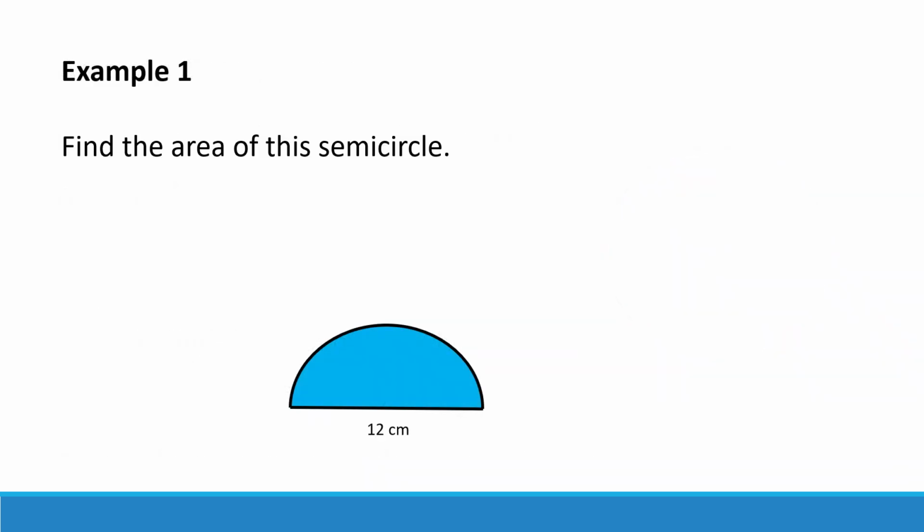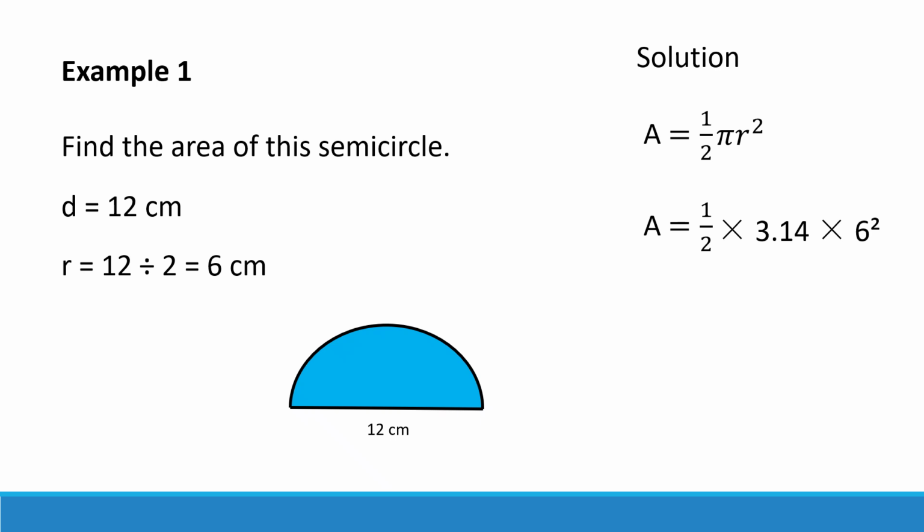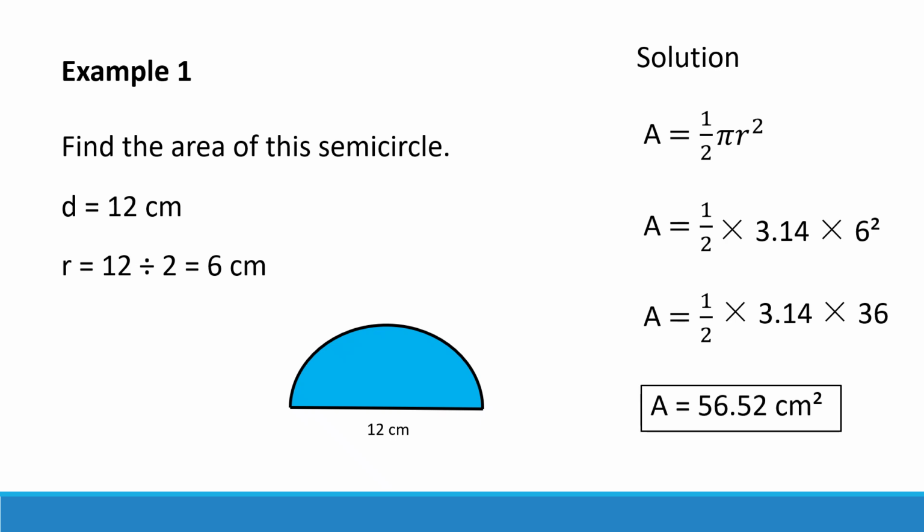Let's find the area of this semicircle. The diameter is 12 centimeters, so we divide 12 by 2 to find the radius. The radius is 6 centimeters. Using the formula, the area equals 1/2 times 3.14 times 6 squared. 6 squared is 36. Therefore, the area of the semicircle is 56.52 square centimeters.